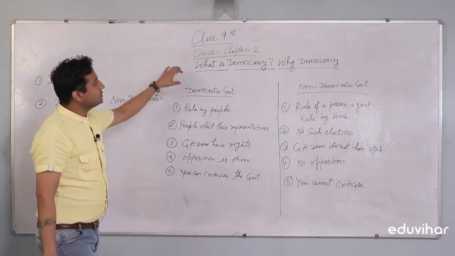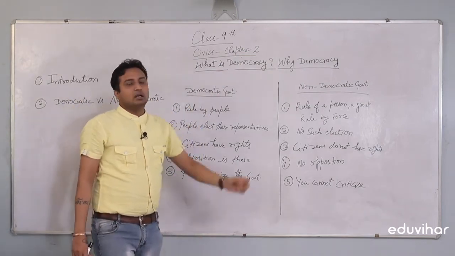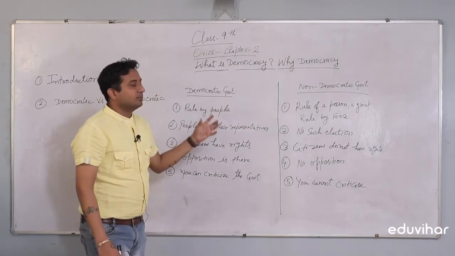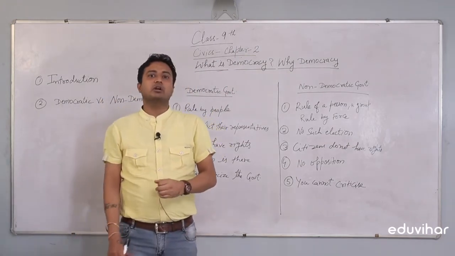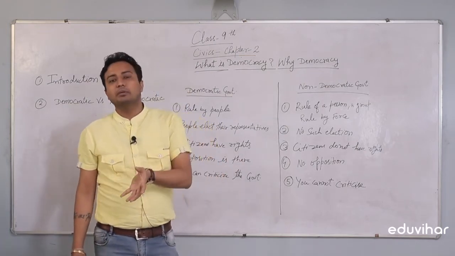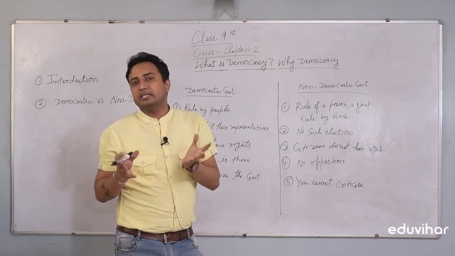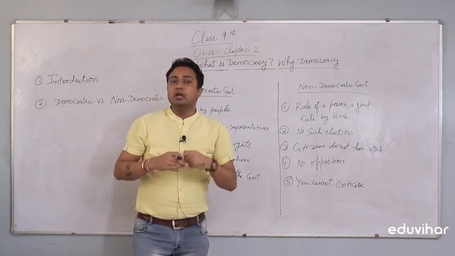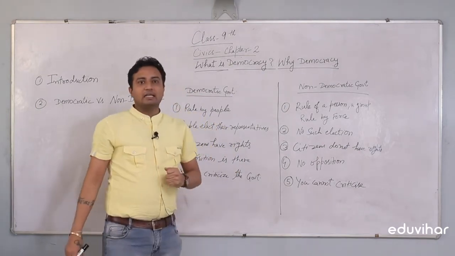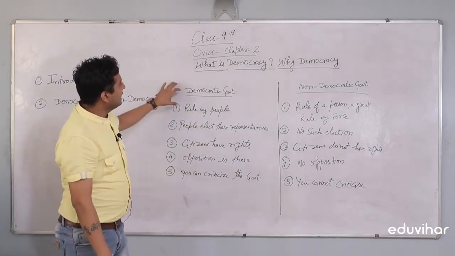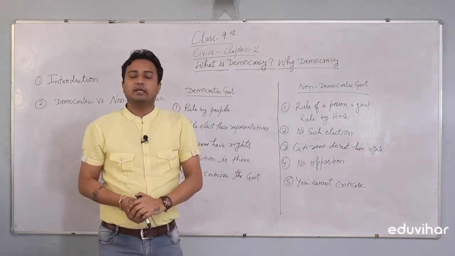So guys, this was all about the introduction of this chapter. What is democracy? What we have seen is that the definition of democracy, derived from the Greek word demokratia, is rule of the people. Any form of government in which people choose their representatives to govern the country is called democracy. Next, we have seen the differences between democratic and non-democratic government.